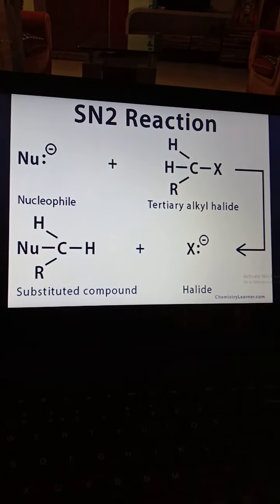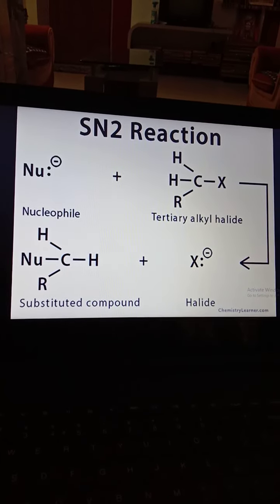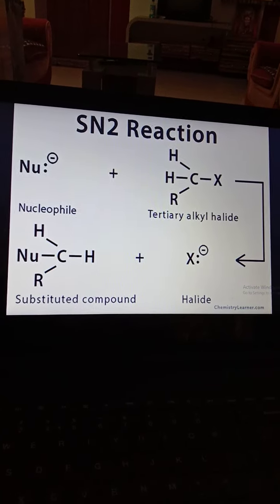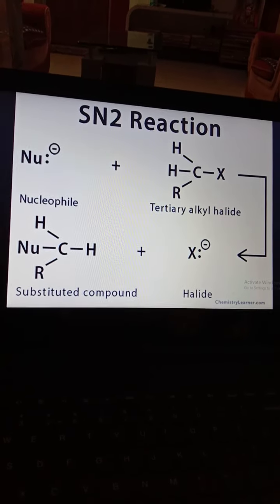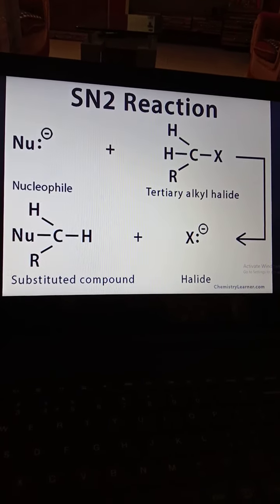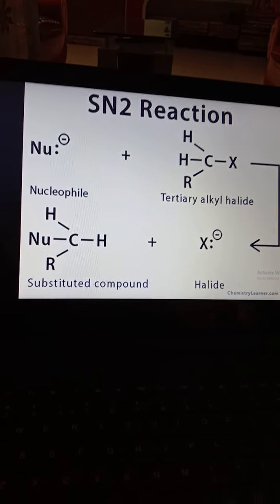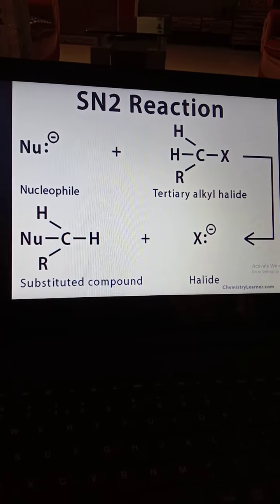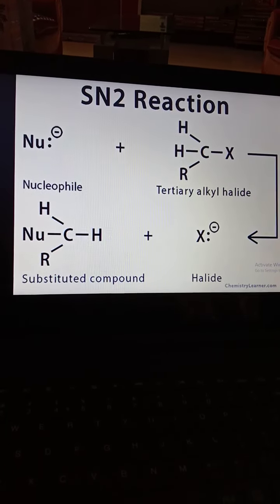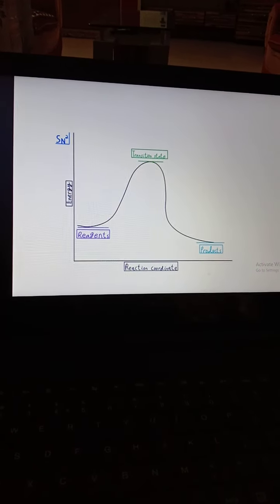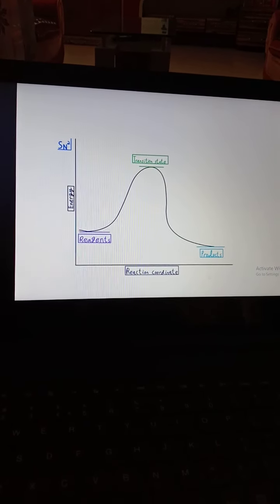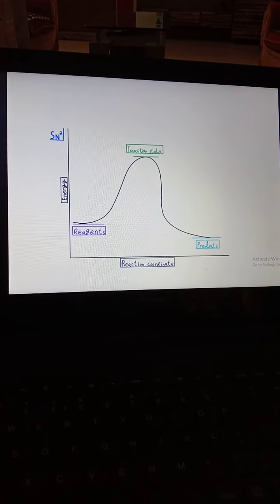Consider the SN2 reaction here. The nucleophile affects the rate of reaction. This is a bimolecular nucleophilic substitution. The nucleophile can attack either from the front side or the back side. This is the energy profile diagram. Here there is only one transition state.